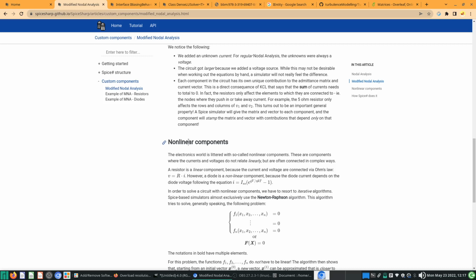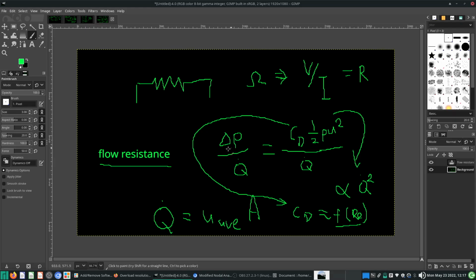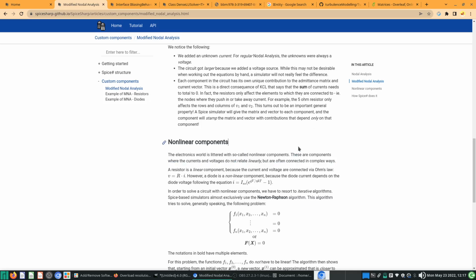Thankfully here it says the electronics world is littered with non-linear components. What do non-linear components mean? It means the resistance is proportional to Q square or Q to some non-linear function. It doesn't fall neatly within Ohm's law. That's putting it very simply, or oversimplifying a lot of things, but in this context that's what we need to know. The flow resistance for pipes is non-linear, but in the electronics world a lot of things are also non-linear.